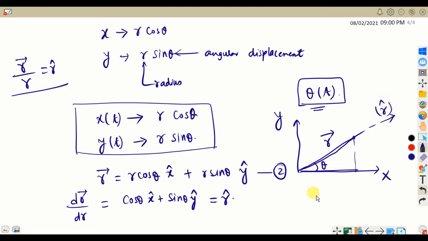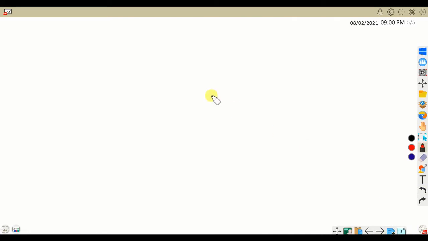Okay, now what else can we do here? It is not the r vector now; here we have r hat. So let me proceed with r hat. We simply write r hat is equal to cos theta x hat plus sin theta y hat. Now theta is a function of time.